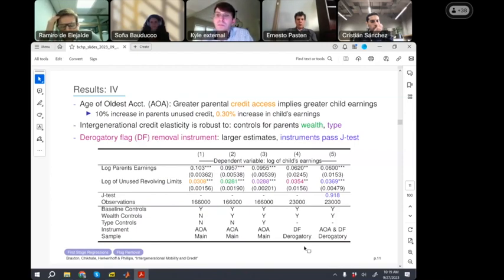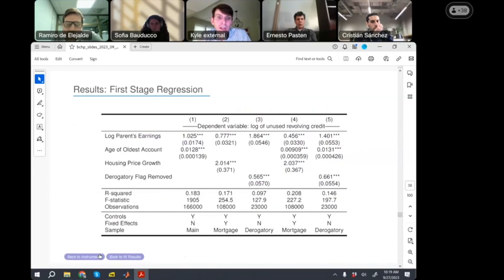So, okay, I have a question. Does this instrument, the age of oldest account, is it a strong instrument in the derogatory sample? It's a very strong instrument. I understand the logic for the main sample, but for the derogatory, the F stat. The F stats are all like 100, super high. The derogatory flag is like a 50% increase in unused credit.